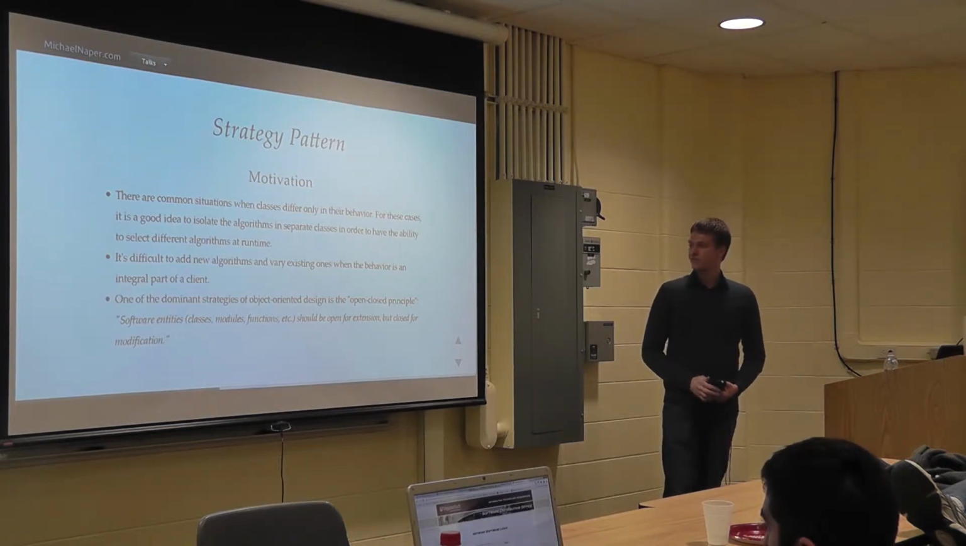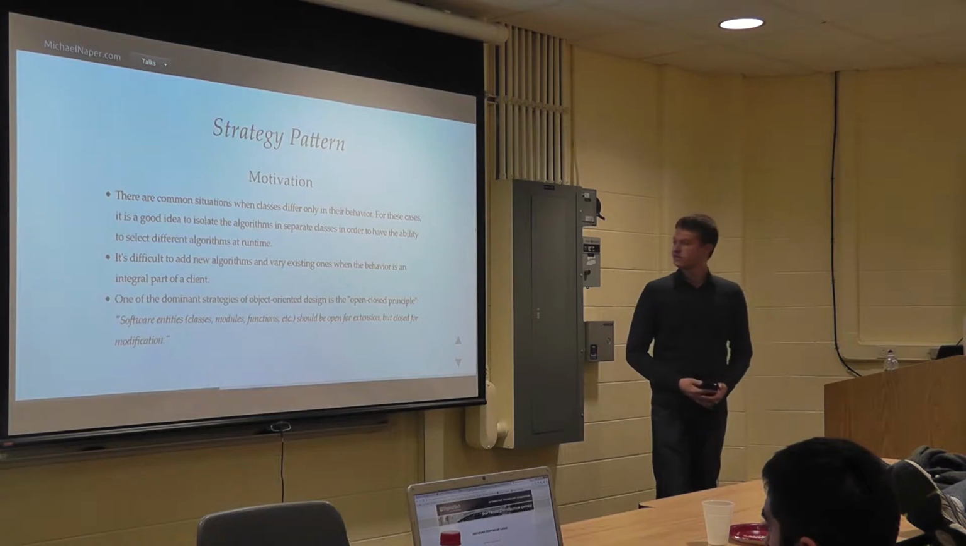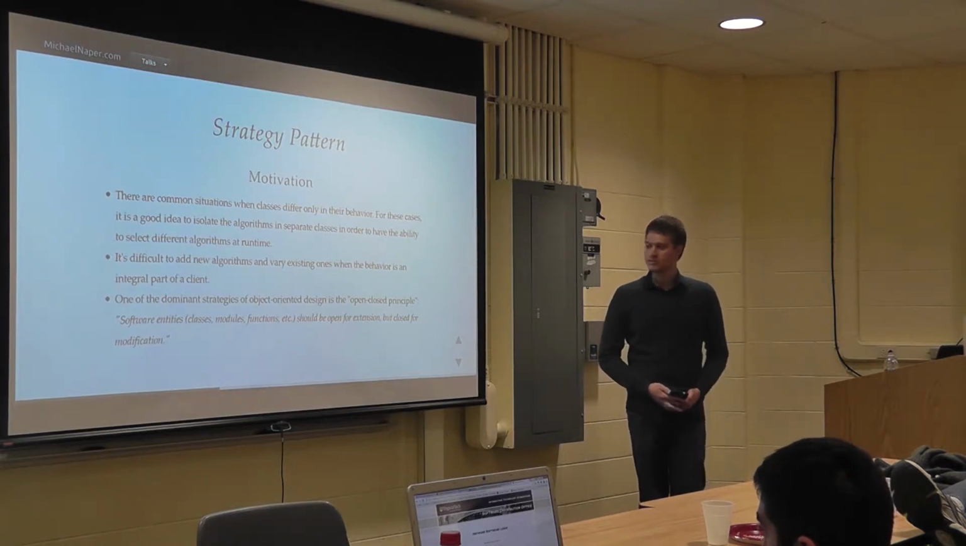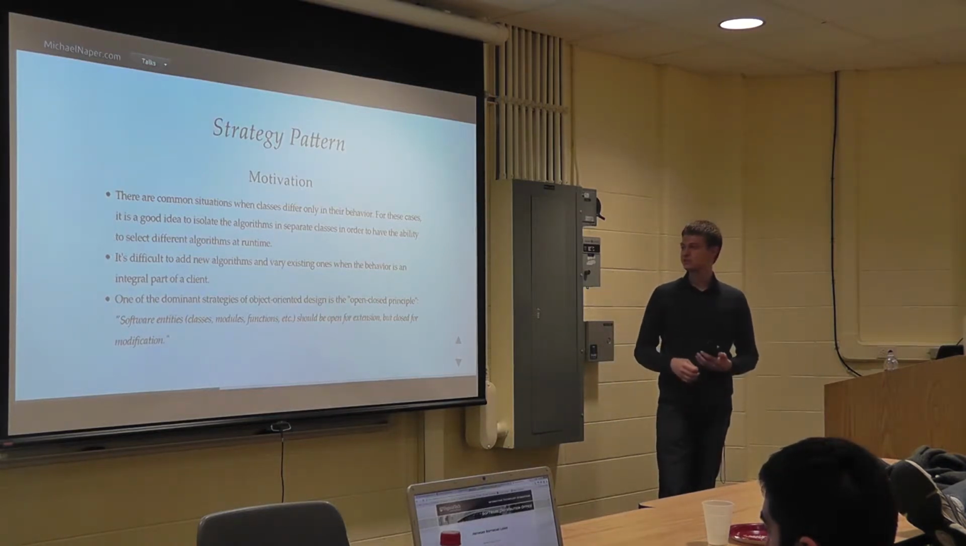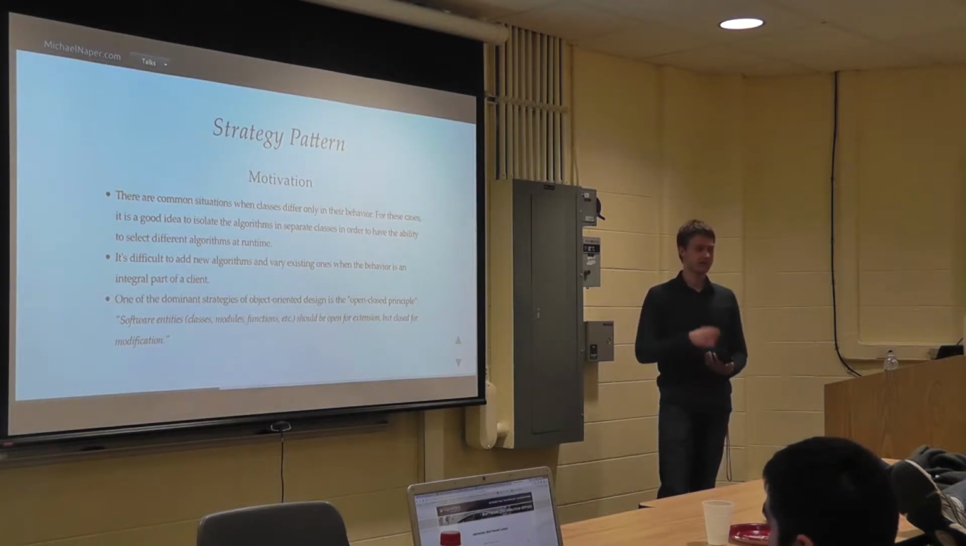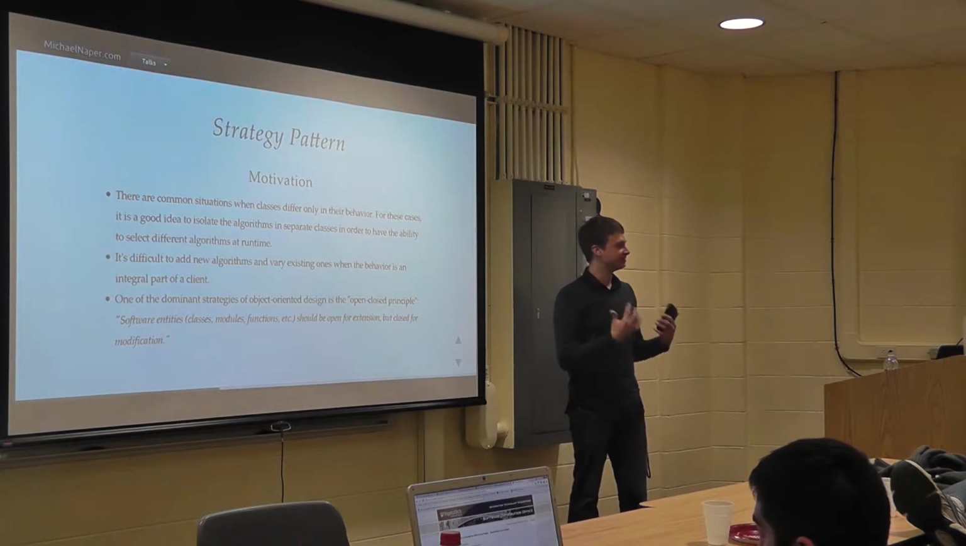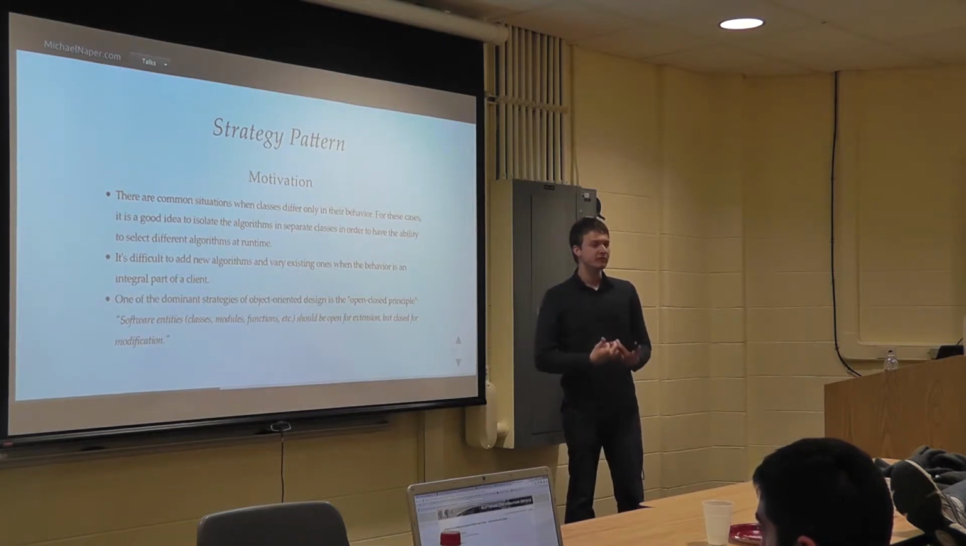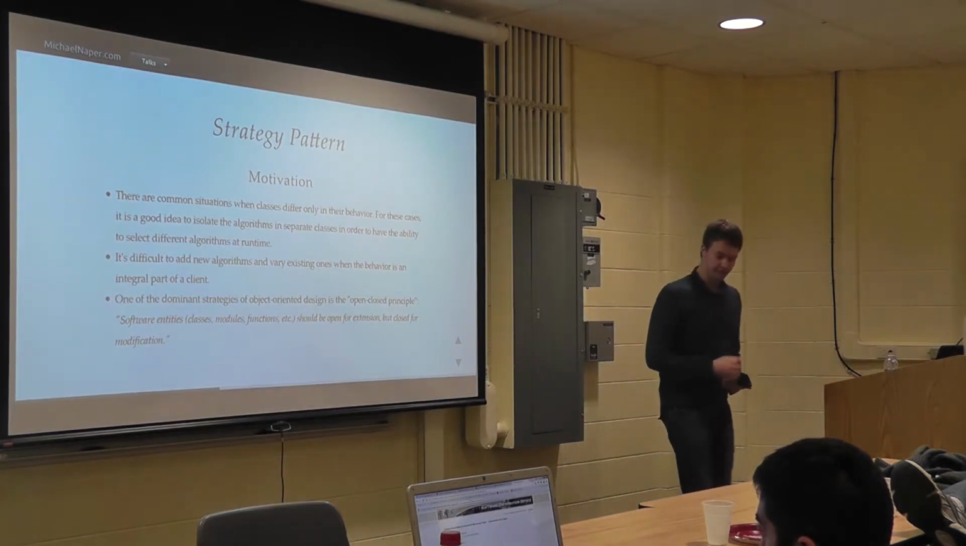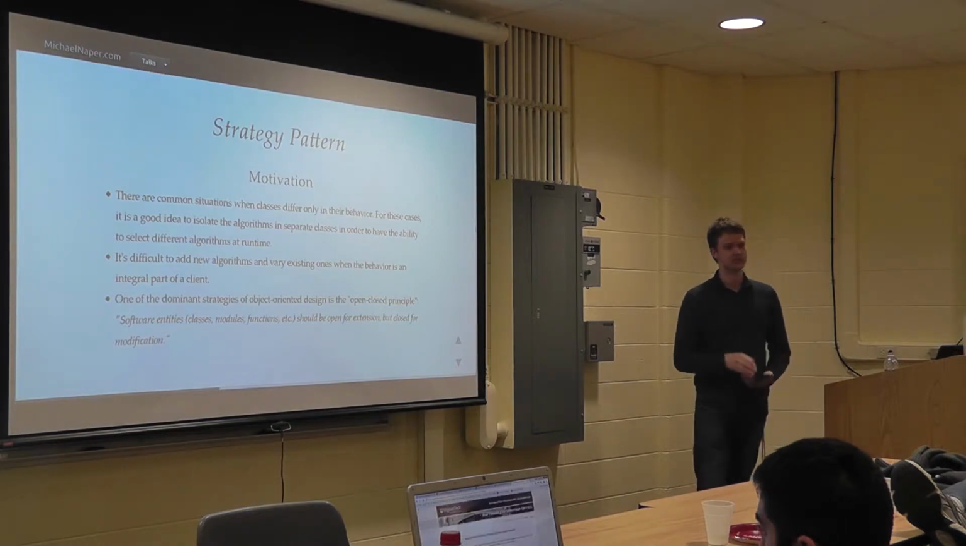And then one of the dominant strategies of OO design is the open-closed principle. So basically this says that software entities should be open for extension, but closed for modification. What this means is, once you have something complete and done and tested, ideally you never want to touch that code ever again. Because every time you touch it, you have a chance of introducing bugs.